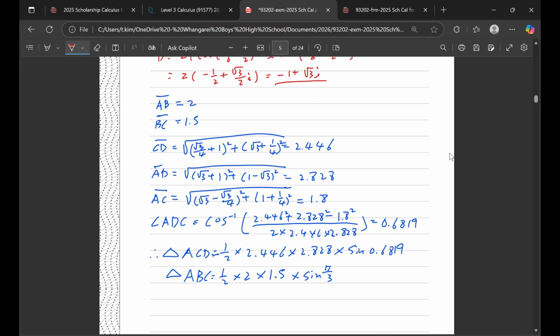All right. So triangle ACD should be 2.1798 and triangle ABC is 1.299. Hence, the quadrilateral ABCD should add up to 3.4789 units squared.